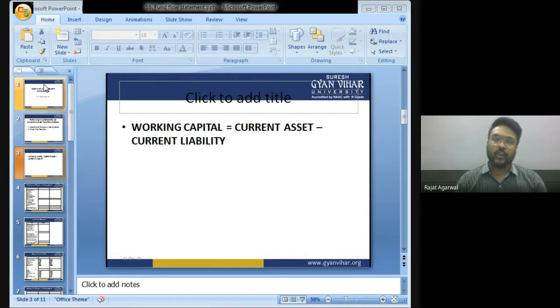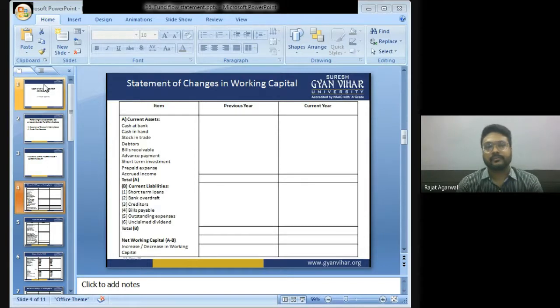How are you going to calculate working capital? Working capital is calculated as current assets minus current liabilities. This is your statement of changes in working capital, and this is how we are going to prepare it.